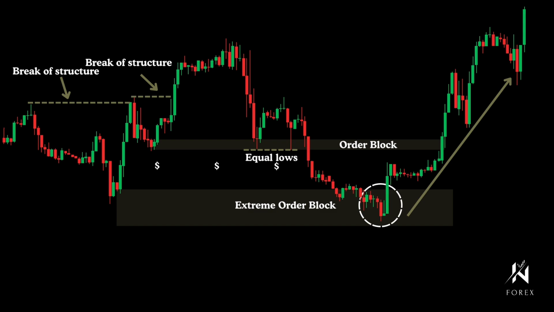In contrast, the reversal from the extreme, lower order block was high probability. Here's why. Before reaching this zone, price swept the liquidity under both the upper order block and the equal lows. This liquidity grab allowed price to gain momentum, essentially refueling the move. Upon reaching the extreme order block, price reacted instantly and reversed strongly, pushing upward and eventually sweeping buy-side liquidity at the top. Key insight: the extreme order block offered a higher probability setup because the pre-OB liquidity sweep aligned with smart money principles, validating it as a strong entry zone for reversal or continuation trades.